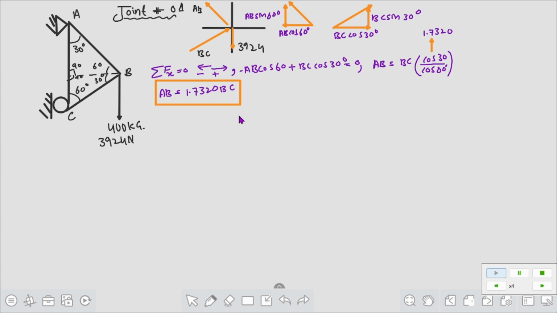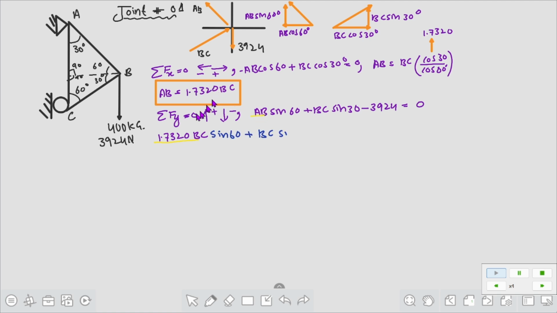After that, the summation of all vertical forces equals 0. The force directed up will be taken as positive, the force directed down will be taken as negative. So AB sin 60 degrees, this is up, that's why it is positive. BC sin 30 degrees, this is also up, that's why it is positive. Negative 3924 equals 0. So 3924 equals, in place of AB I will put this value, 1.7320 BC sin 60 degrees plus BC sin 30 degrees.